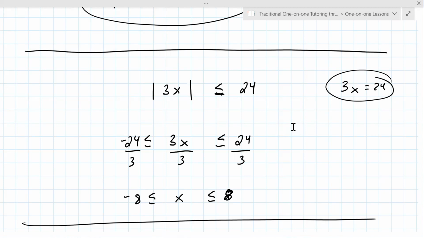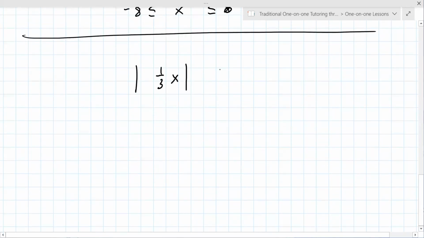Okay, so now the next problem here is 1/3 x less than or equal to 6. Again, because it's less than or equal to, this is very important: you bring the 6 down, you bring the less than or equal to down, but then you write it again, but this time with a negative 6. See how these are always negatives of each other? And then you bring down the 1/3 x, because whatever's inside the absolute value just comes down here.